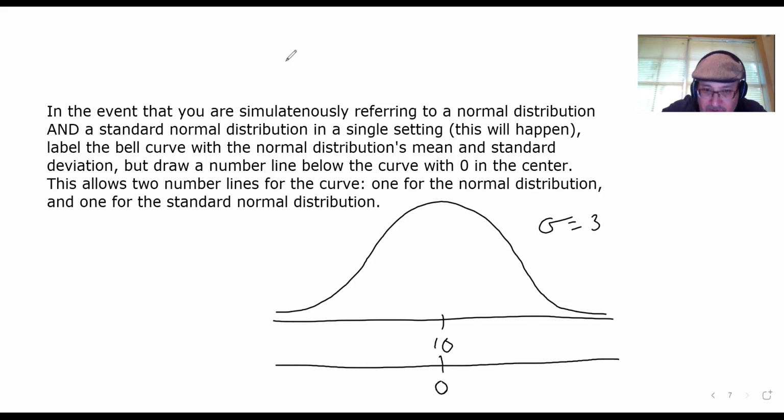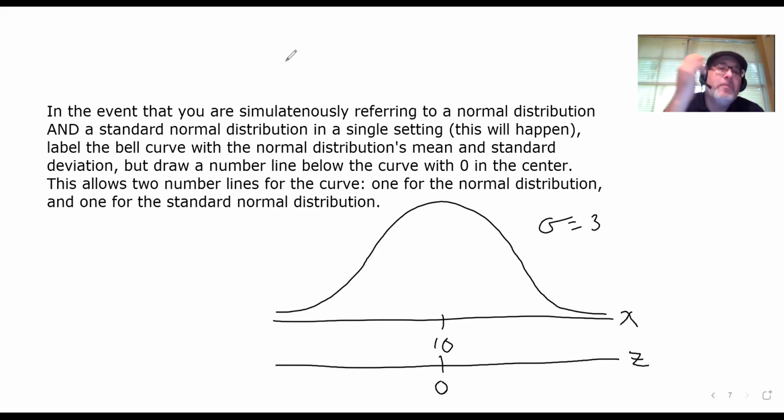Now, in the event that you do this, you should label the bottom number line with the variable z, the variable for the number of standard deviations from the mean, which we'll talk about in a subsequent video. But you should also label the first number line with whatever variable is being referred to. The generic variable is x. Because in most statistical settings, normal distributions are not standard. They're anything but. But when we do calculations, we standardize them, so we need a number line referring to the standard normal distribution.